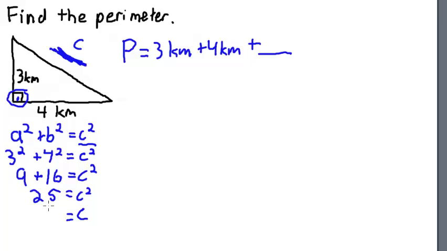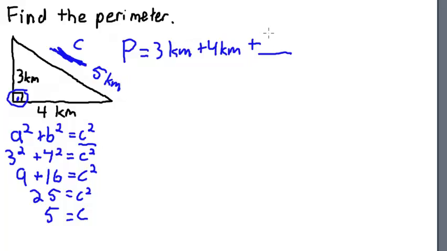Now 25 is a number that is called a perfect square. That means that there is a whole number that you multiply by itself that will give you 25. For 25, the whole number that you multiply by itself to get 25 is 5, because 5 times 5 is 25. So that means that the square root of 25 is 5, and that what we're looking for, c, is going to be 5. And in this case, our units are kilometers. So now we found our unknown side.